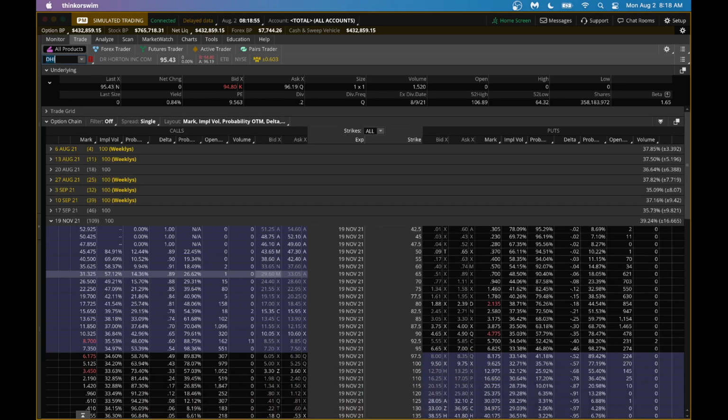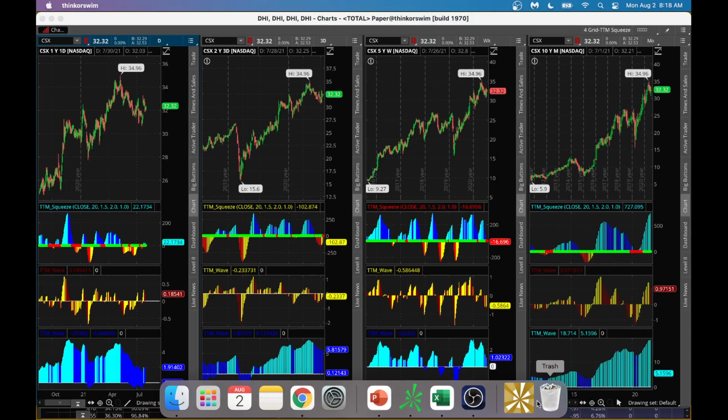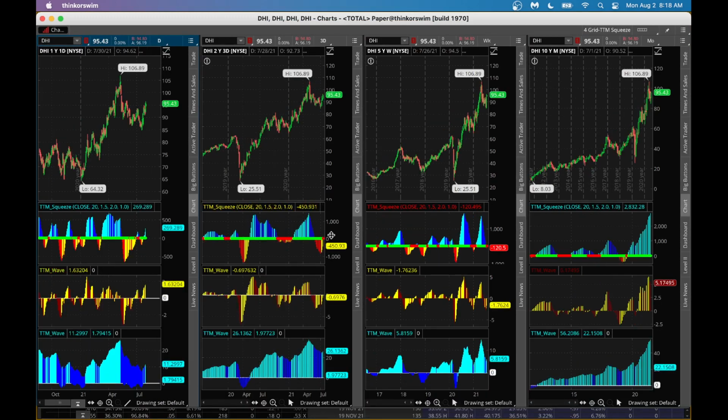So if you look at DHI here, I'll go to the squeeze chart. A squeeze in the 3-day chart. As you can see here, when the squeeze happened, the shorter term A wave is below zero. It's making progress. The yellow bars are getting shorter, which is good. The long term C wave is above zero. That's always great.